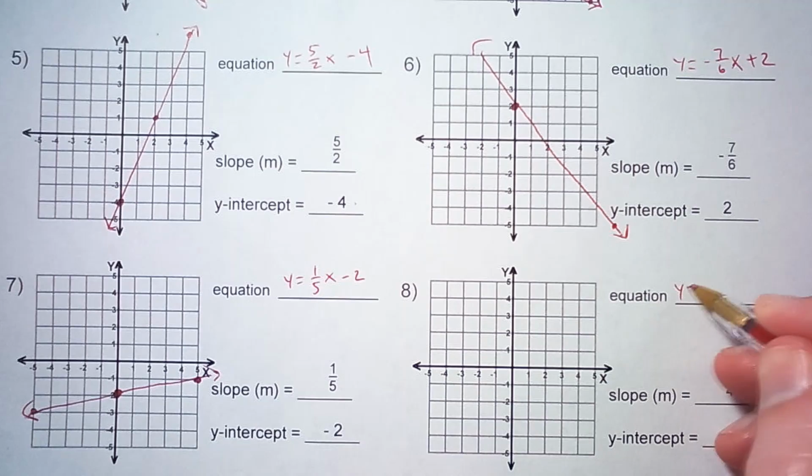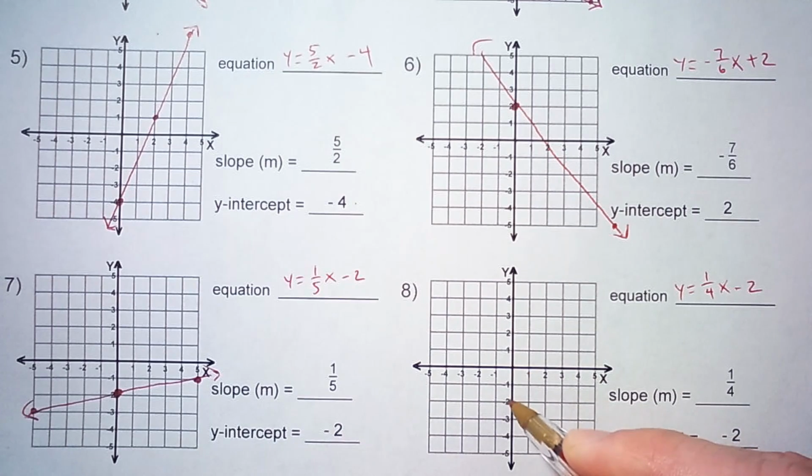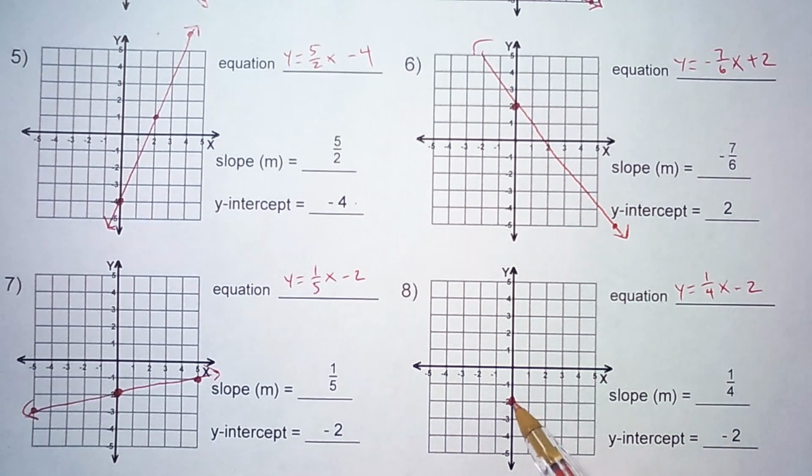And last, we have an equation of y equals 1/4 x minus 2. So we have a y-intercept of -2. A slope of 1/4, that's a rise of 1 and a run of 4, or a rise of -1 and a run of -4.